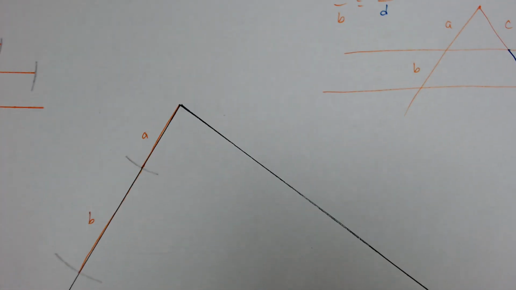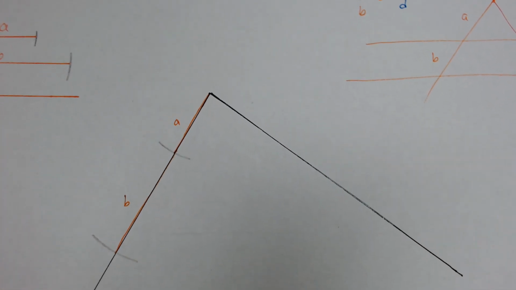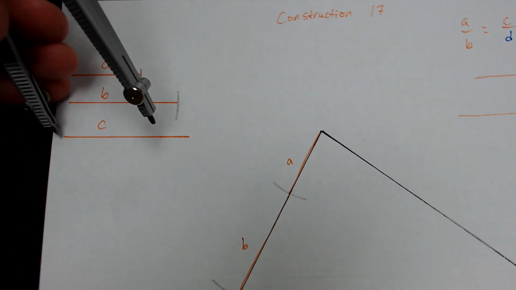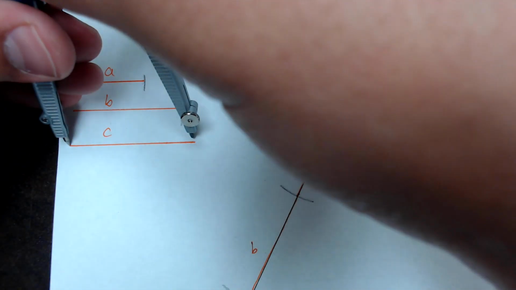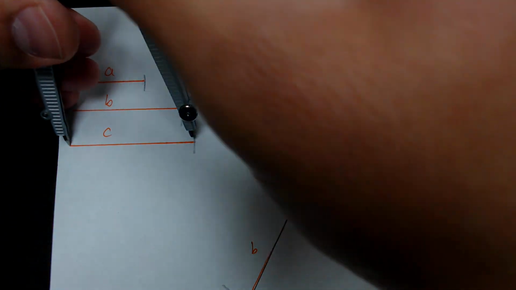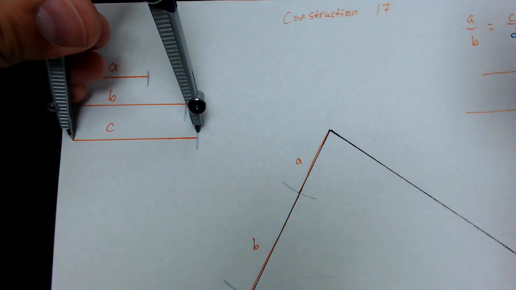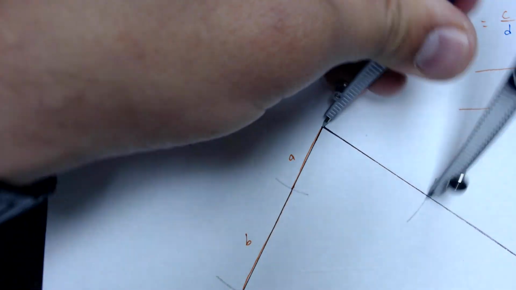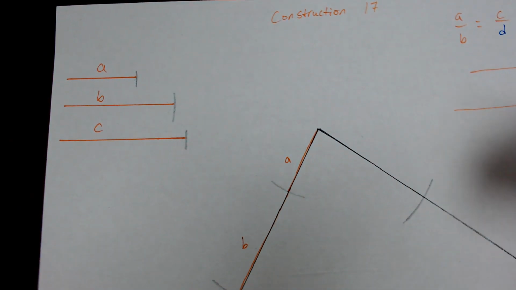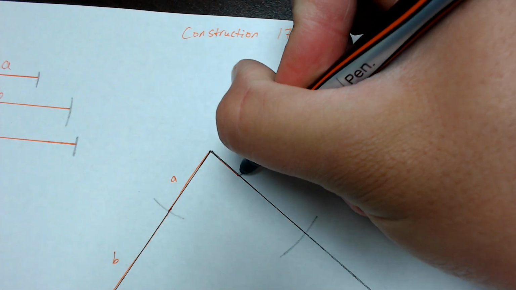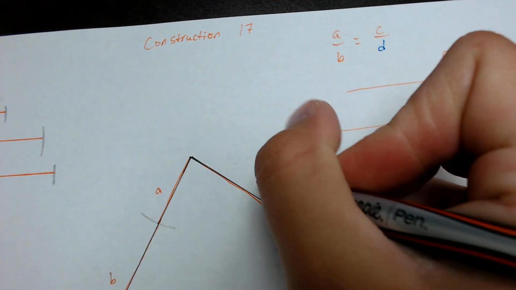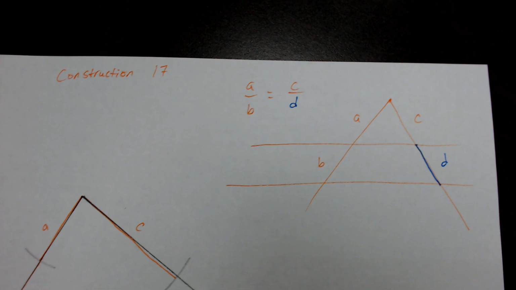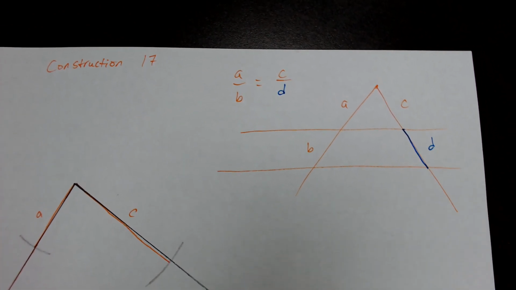Now I need to mark off length C. So I go back over here and I'm going to measure length C. Oh, a little too short. There we go. Measure length C, and then from the same point, I'm going to mark off length C. I'll go ahead and mark that so you guys can see what's happening here. So there we go. We've got the first three parts. Now all I have to do is get part D.